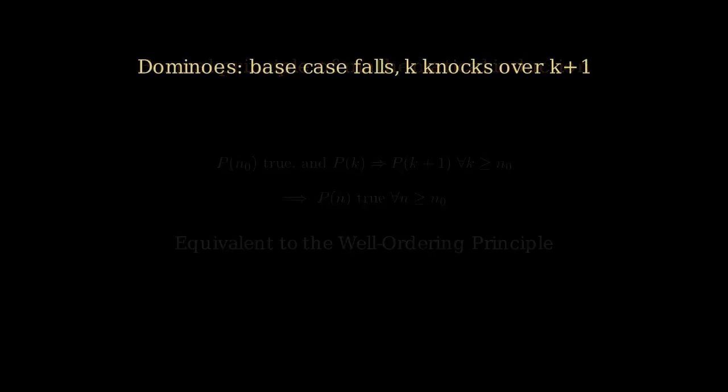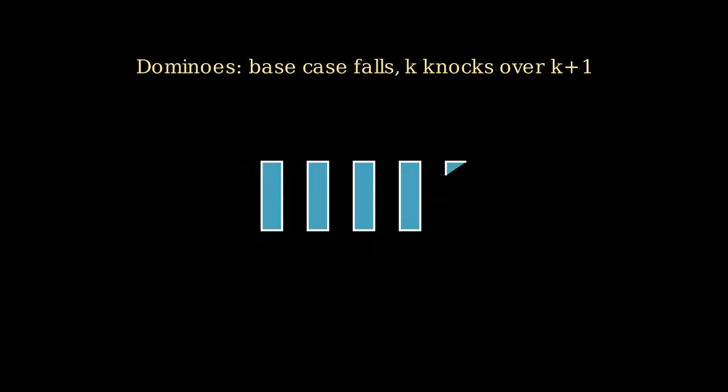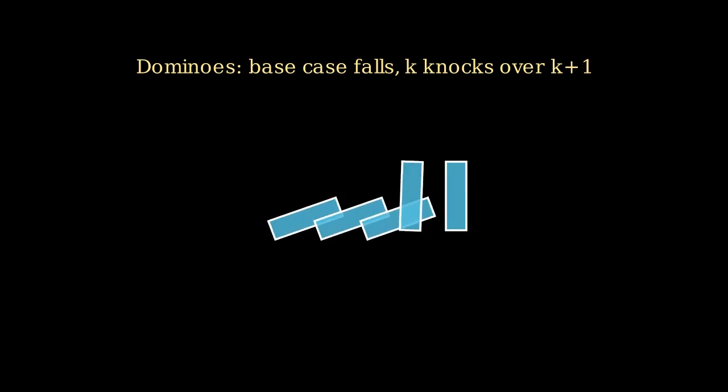Here's the intuition. Think of a long row of dominoes standing on end. The base case is exactly like knocking over the very first domino, and the inductive step guarantees that whenever domino k falls, it knocks over domino k plus 1 right behind it. Put those two facts together, and every single domino falls all the way down the line forever.